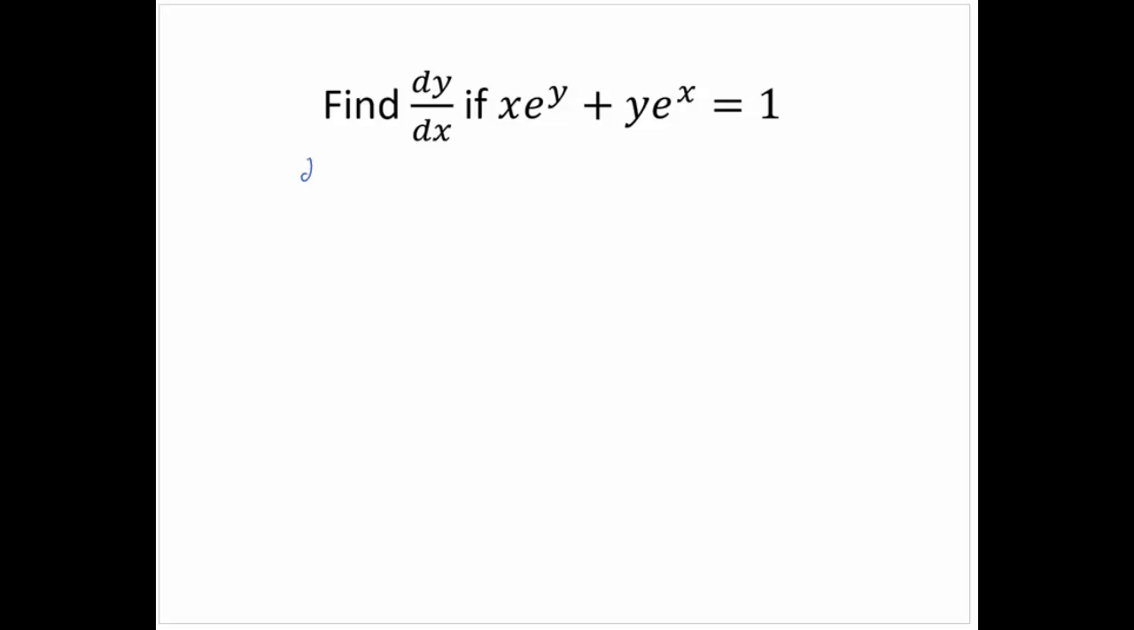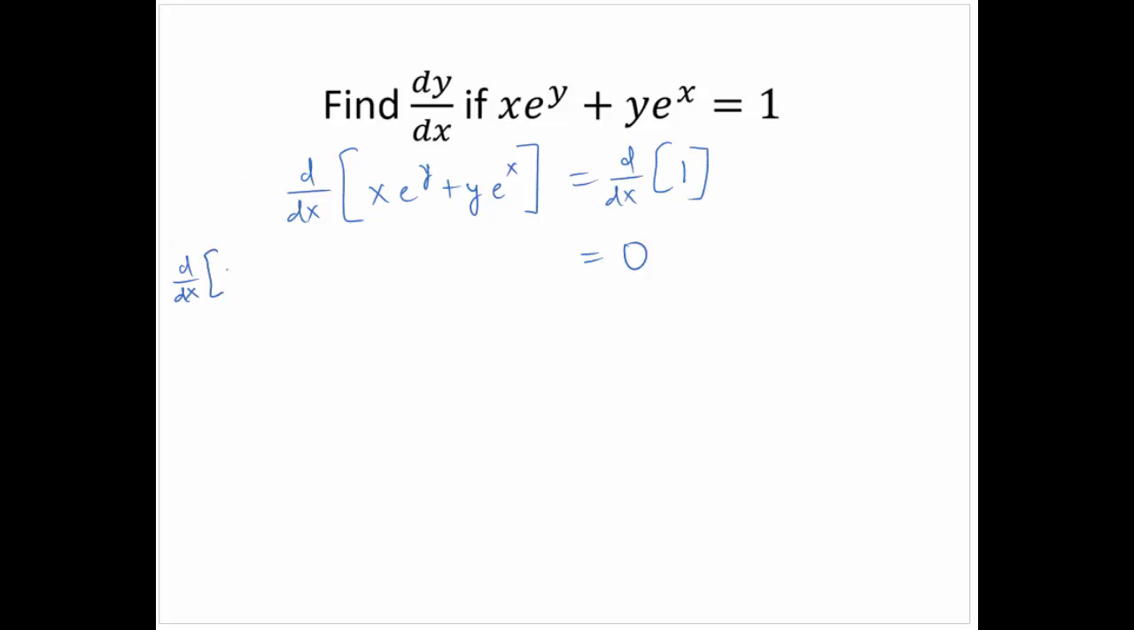So what we do is we apply the differential, d by dx, to the left-hand side of the equation and to the right-hand side of the equation. Now the right-hand side is easy. d by dx of 1 is 0. On the left-hand side, we have to be very careful here. We have to apply a few different rules. So let's see. I'll have d by dx of x e to the y plus d by dx of y e to the x. And so I just take the sum.